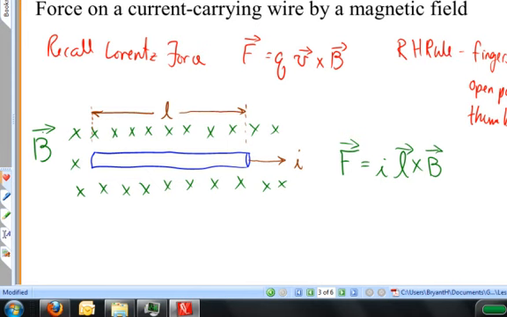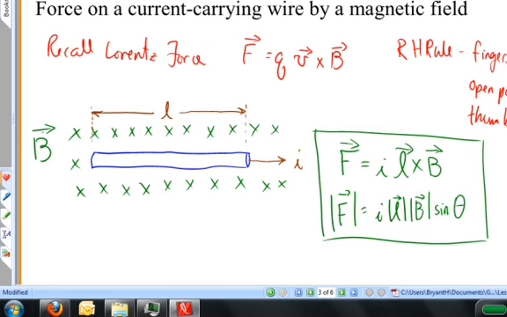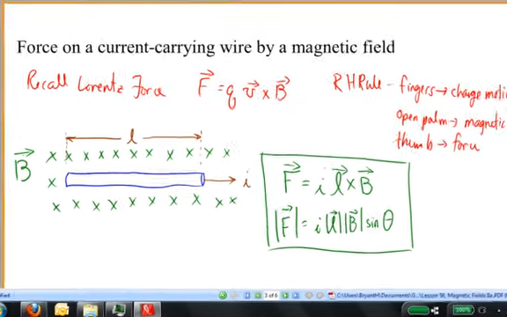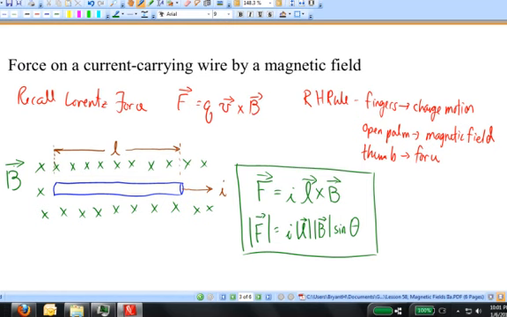This is a cross product, which means that the maximum force that's going to be exerted on the wire will be when the direction of the current, the wire, L, is perpendicular to the magnetic field. The force in magnitude is going to be I times L times B times the sine of the angle between L and B. And the direction of the force is going to be the same as the direction of the force in the Lorentz rule. I'm going to put my fingers in the direction of the charge motion, in other words, the direction of the current I. I'm going to put my open palm in the direction of the magnetic field B, and then my thumb will point in the direction of the force that's exerted on the wire.